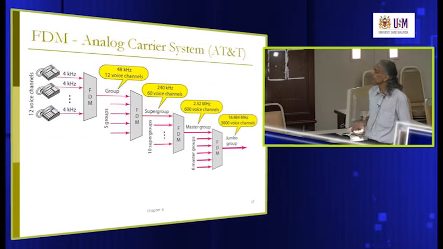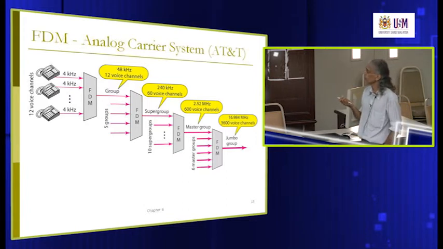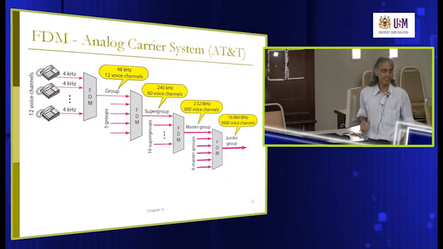So this is a more common, more realistic example, right? The phone lines, how they combine 4 kilohertz each. 12 voice channels are combined into one group, which becomes 48 kilohertz, and 5 groups of them are combined into a supergroup, and supergroup, master group, and so on, right?